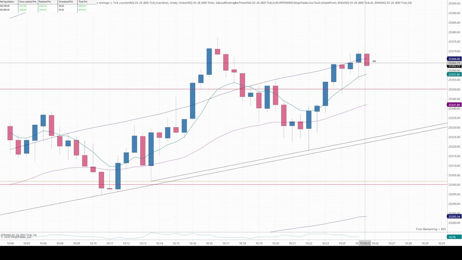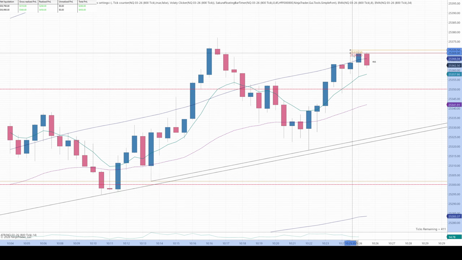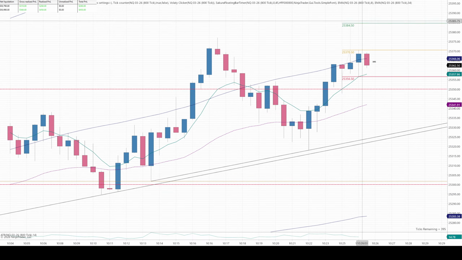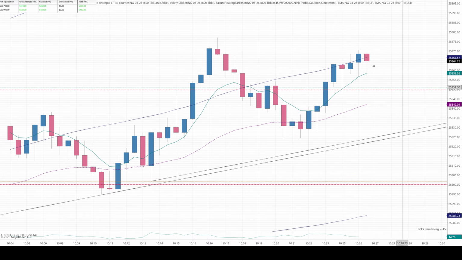But the idea here is we would have held standard deviation and we would have gone up, make a brand new high. And now that kind of changes things. So I got really lucky I didn't get filled there.